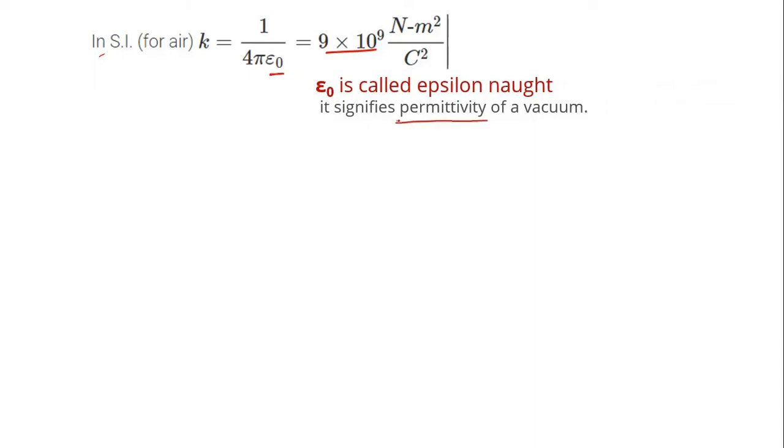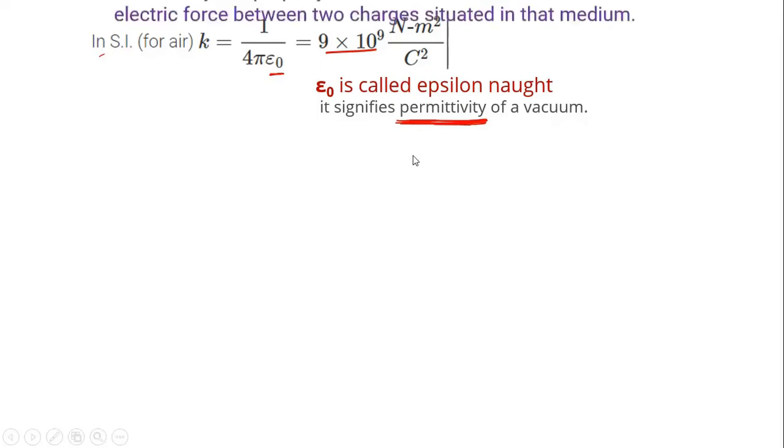Now this is a new word. Throughout unit 1, we will be referring to epsilon naught, epsilon, epsilon r. All these are the permittivities. So let us first begin with the introduction of this word, that is permittivity.